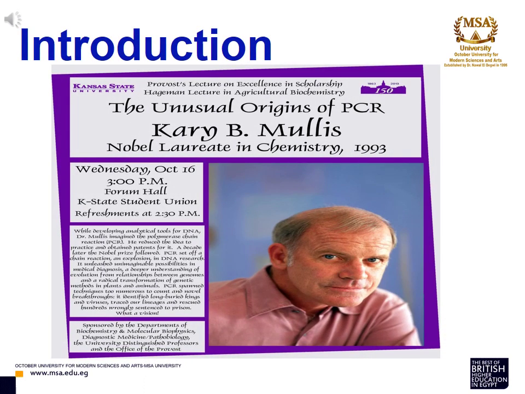In 1993, Kary Mullis won a Nobel Prize for what he invented in 1983. Mullis discovered a way to make numerous copies of DNA fragments in the laboratory, which is the polymerase chain reaction, known as PCR.